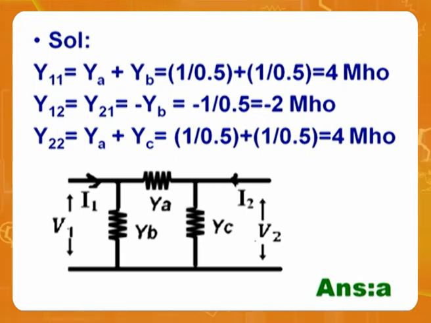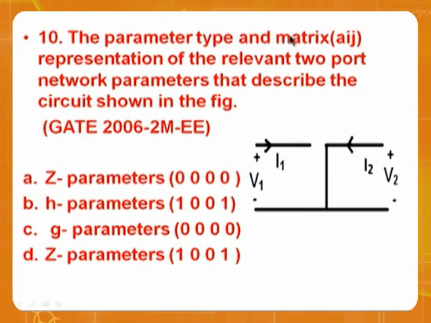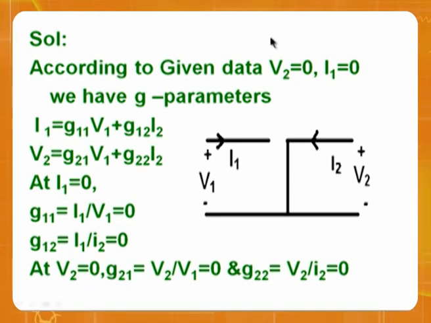Next, question number 10. The parameter type and the matrix are given. We need to find out which matrix is suitable for this equation. It's a very interesting and very small one. Look at this: V2 is 0, I1 is 0. Slowly let us find out what is possible. Let us write what is given here. Output is shorted, input is open. Therefore V2 is 0 because output is shorted. Short circuit means 0 voltage. Open circuit means 0 current. So V2 is 0, I1 is 0.